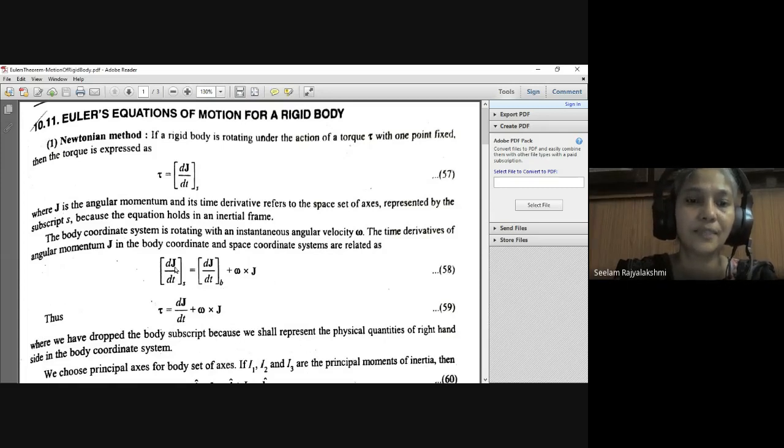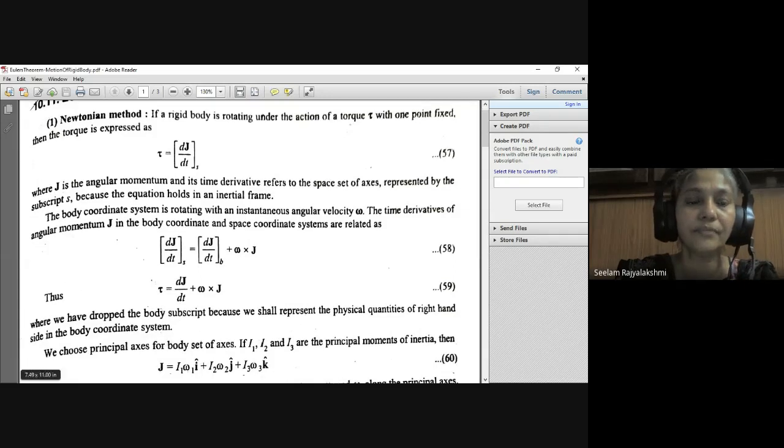Already we have (dJ/dt) suffix s, which is nothing but tau. That means (dJ/dt) suffix s equals tau, which equals dJ/dt plus omega cross J. Here the right hand side represents the body set of coordinates, which is why we are leaving out the subscript here. We choose the principal axes for the body set of axes.